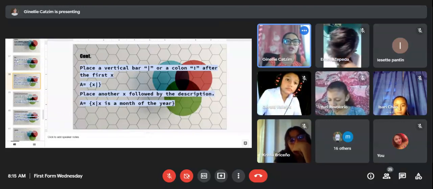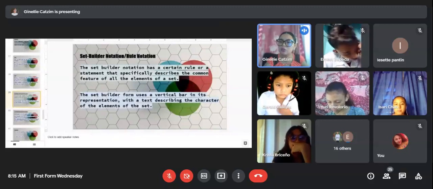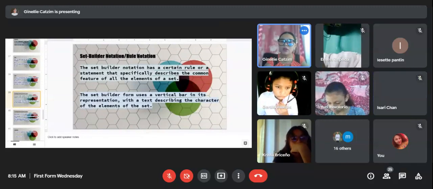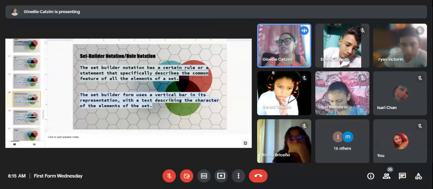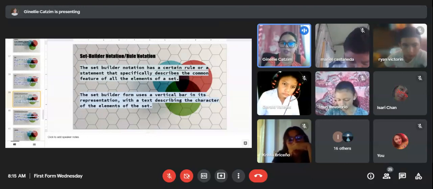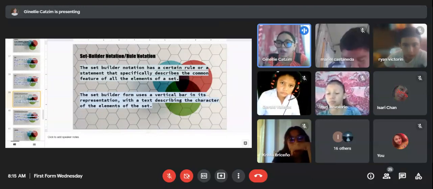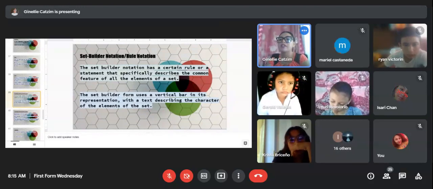Okay. So set builder notation is also called the rule notation. The set builder notation has a certain rule or a statement, what we just called a description, right? That specifically describes the common feature of all the elements of a set.